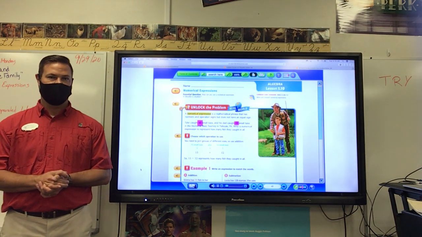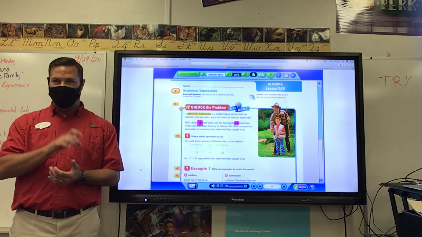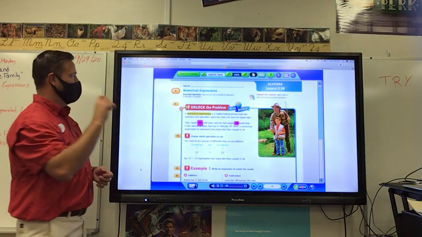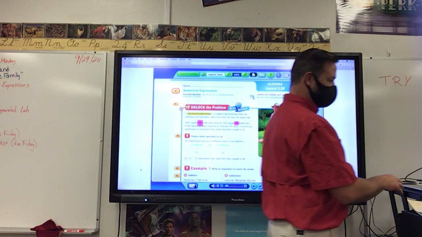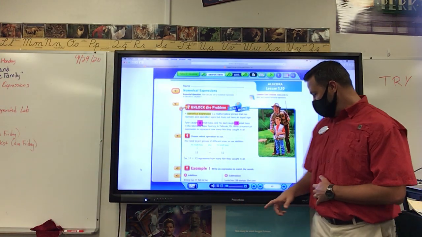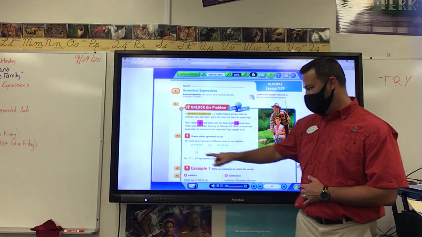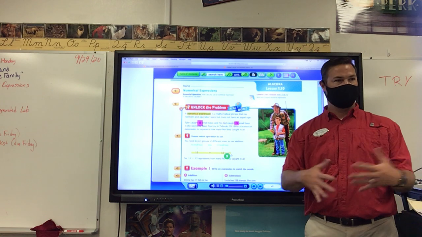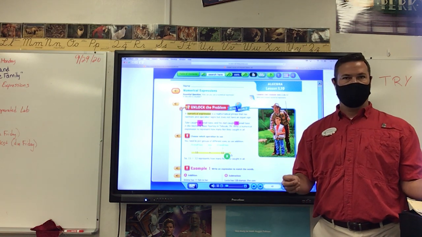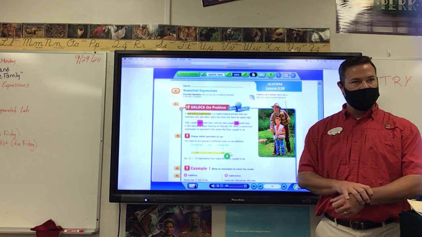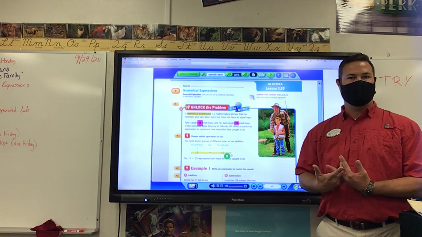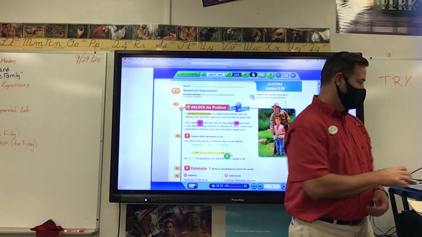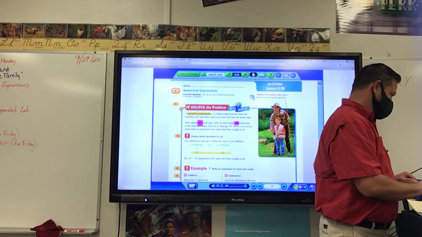What's your key word here? In all. What does that mean you're going to do? Add. So if I put this as a numerical expression, I would do 15 plus 12. Does it say I need the answer? Do I need to figure out how many they had in all? No, we're just doing numerical expressions. We're just coming up with the problems today. Okay? Let me show you another one.